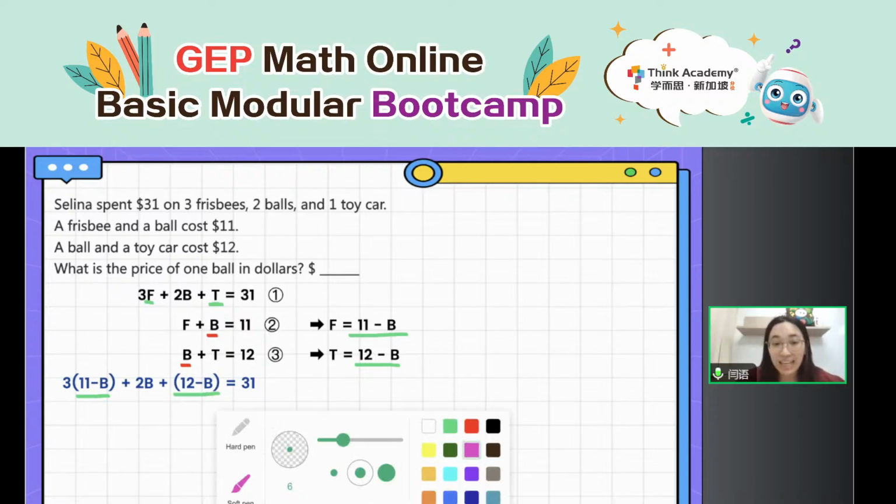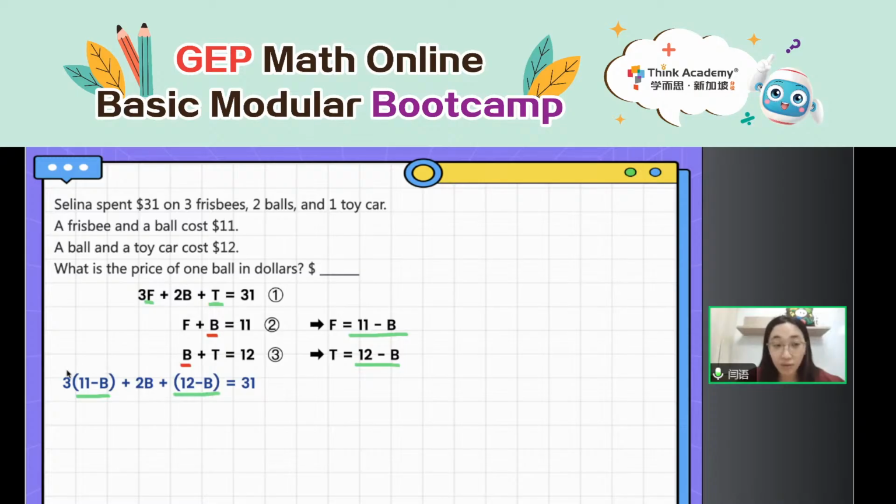Again, everyone, you see, this is about the distributive law. So when you want to remove the brackets, look, 3 times 11 minus 3 times B, okay? And following this, since it is an addition sign before the bracket, you don't need to change the subtraction sign in the bracket. So following this, we can get 1B equals 7. Yeah, but is there any other way?